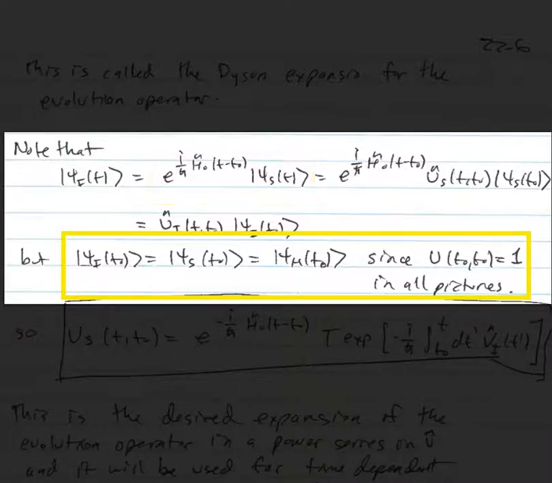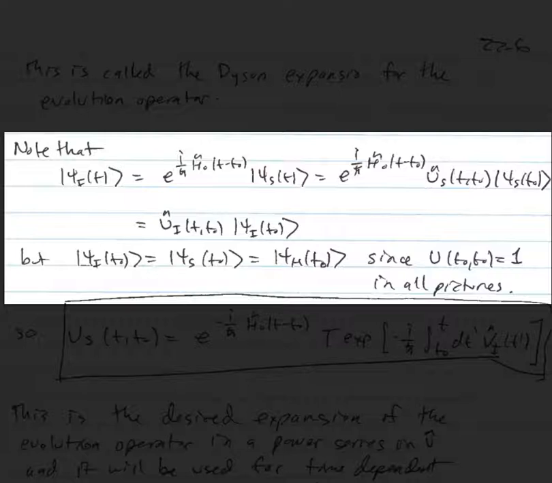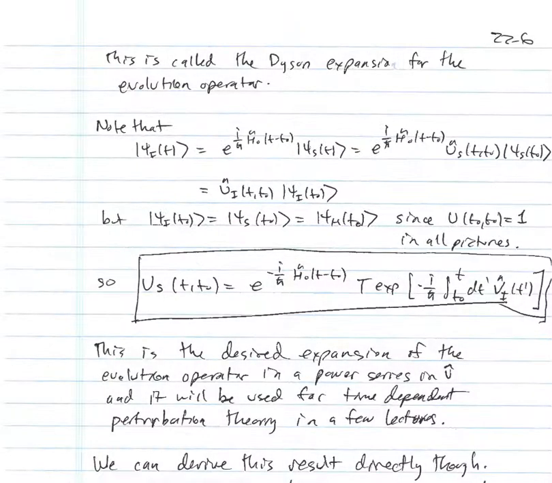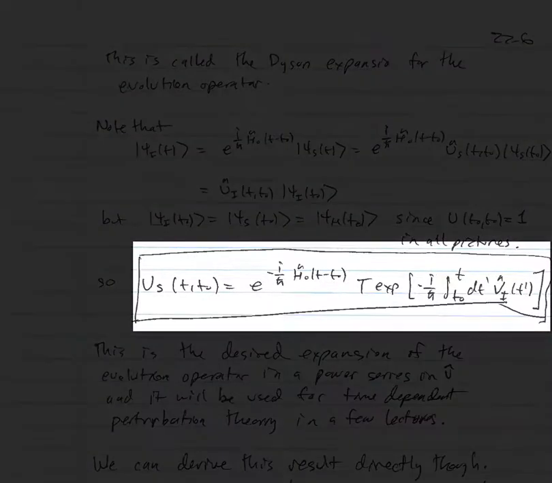Psi_I of t0, psi Schrödinger of t0, and psi Heisenberg of t0, they're all the same because U of t0 is equal to 1. And from that I can now derive an operator identity by equating the operator U_I(t,t0) with e^(i/ħ H0 (t-t0)) U Schrödinger of (t,t0). If I multiply both sides by e^(-i/ħ H0 (t-t0)) on the left, we'll get this nice boxed equation.